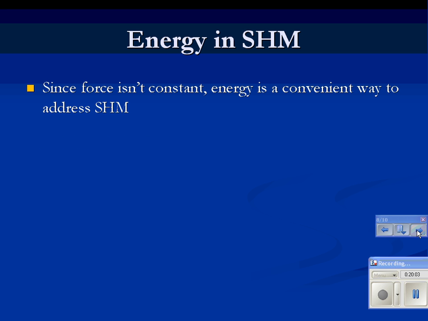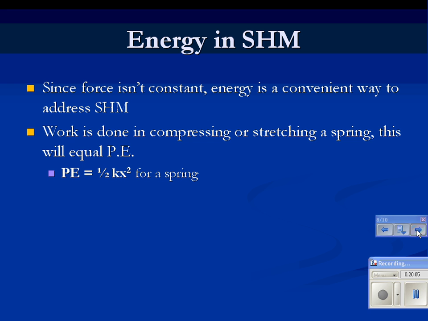So think about my mass on a spring. Just by stretching it, I have done work. And the work I have done has given that spring energy, which in this case is potential energy. And for a spring, the equation for potential energy is 1/2 kx squared.